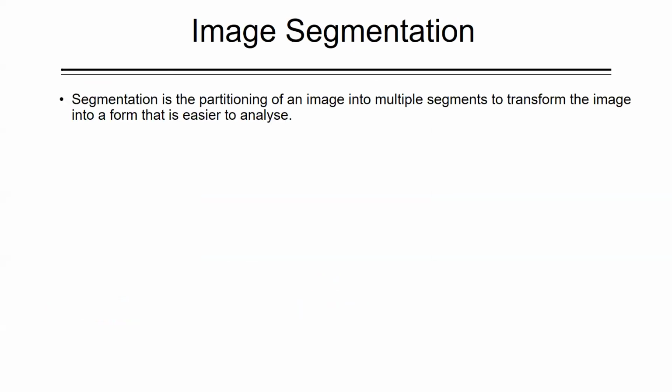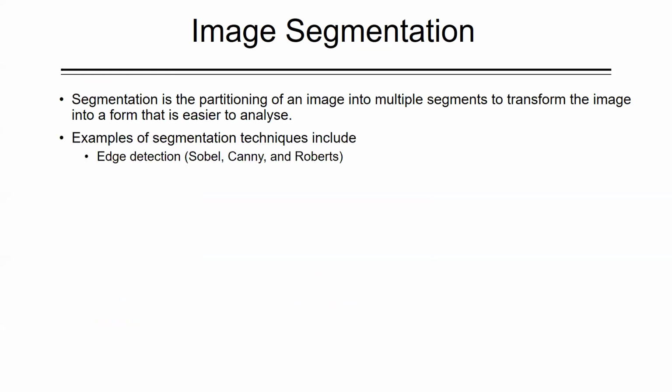In image segmentation, which is our next step, you partition the image into different segments, dividing the image into different parts in a form that is easier to analyze. So examples of these segmentation techniques are edge detection. In this instance, you're only bringing out the edges in an image. And in that case, you're dividing the image into the parts that are the edges and the parts that are not the edges.